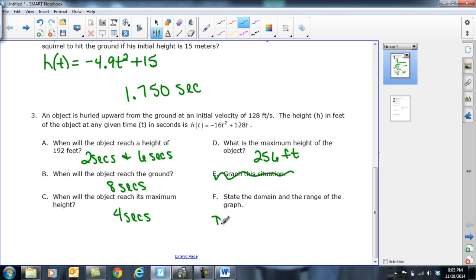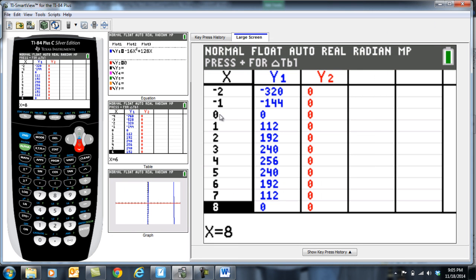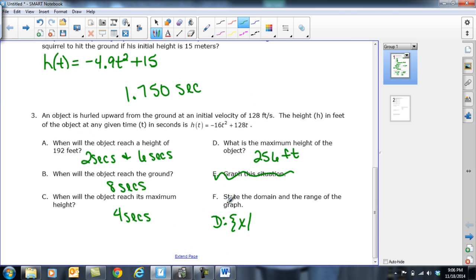So my domain would be the x values. And if we look at our table, we're just going to deal with these numbers that are positive. The negatives that are on the other side of my zeros, like I said, don't matter. They don't match the situation. So for my domain, it goes from 0 to 8 because this is where it starts and this is where it hit the ground. So my domain is going to be every value from 0 to 8.